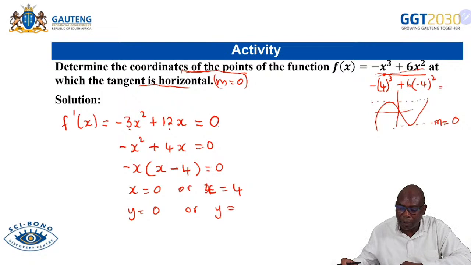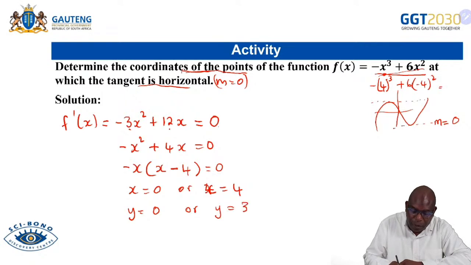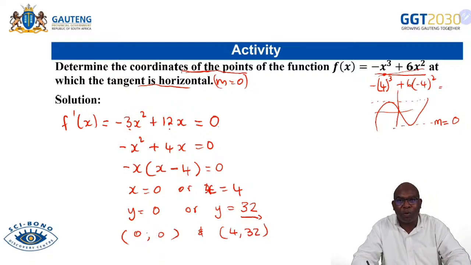So that answer there, why is it giving me a fraction? I said negative into 4 cubed. Okay, and then plus 6 open bracket into 4 squared. So the answer there is 32. So meaning that there I'm going to get a 32. So my coordinates there will be 0 and 0. My other coordinate there will be 4 and 32. So I'll have those two coordinates.